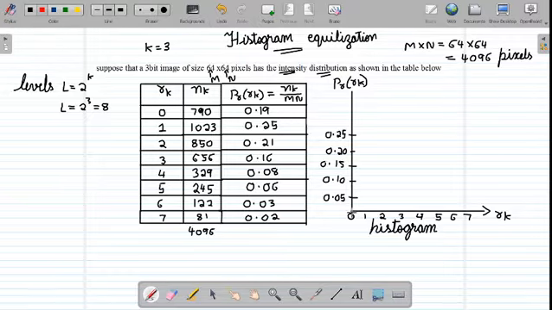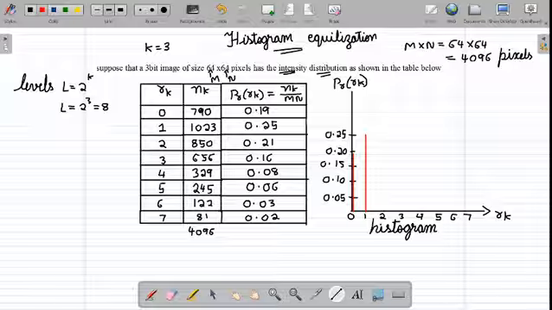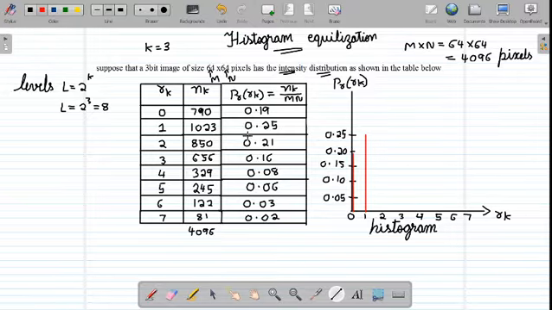Now you know that RK0 is having a probability of 0.19. Next, 1 is having a probability of 0.25. Next, 2 is having a probability of 0.21, and 3 is having a probability of 0.16. Next, 4 is having a probability of 0.08.